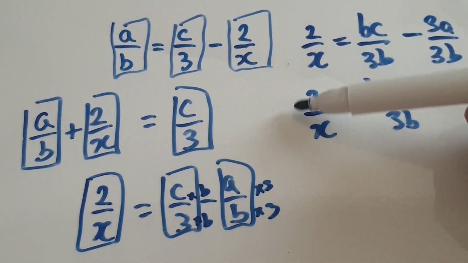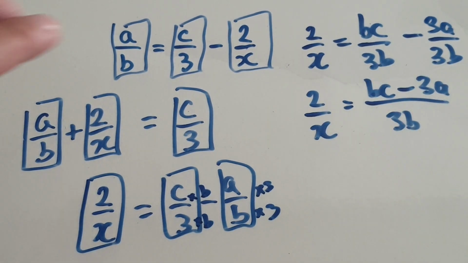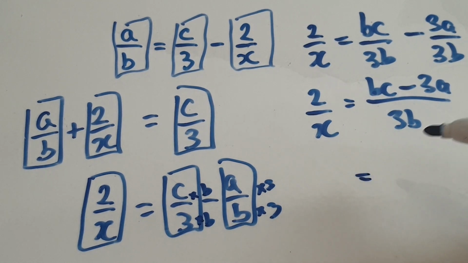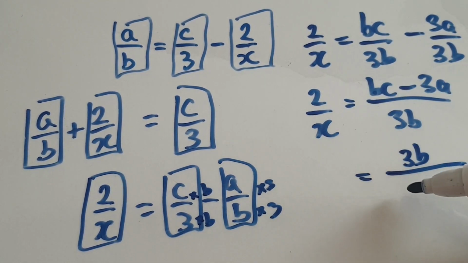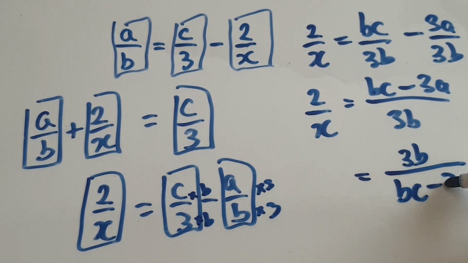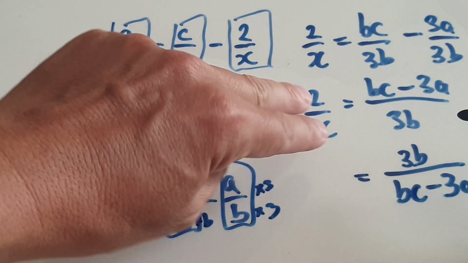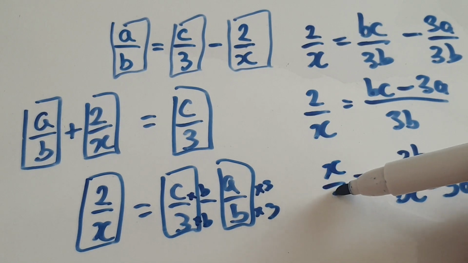So now you've got one fraction here and one fraction here. So you can now take the reciprocal both sides. So take the reciprocal both sides. That would then be 3b over bc minus 3a. Take the reciprocal of this side. That would be x over 2.